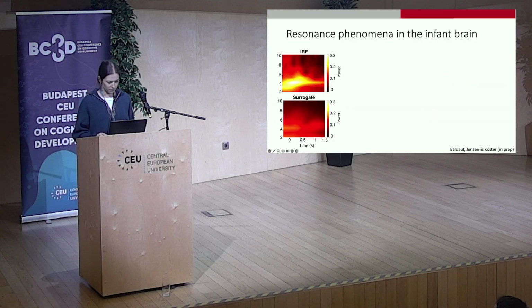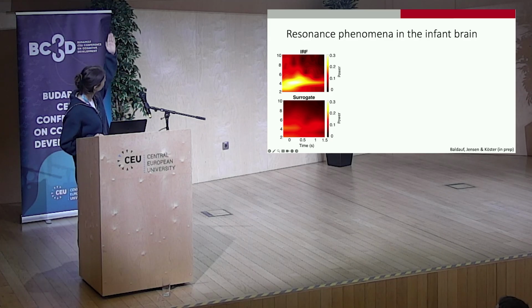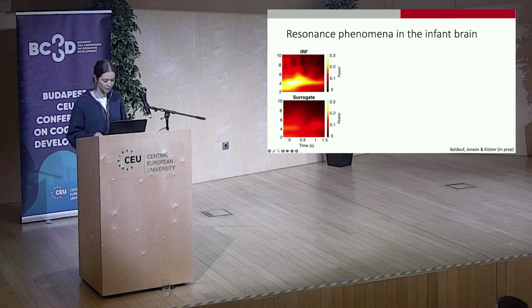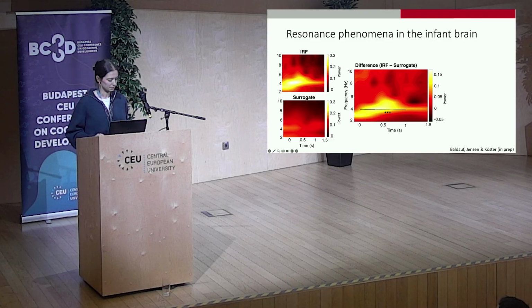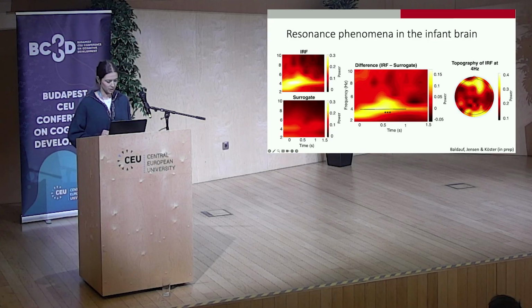This becomes even more clear when we look at the time frequency representation. The top is the matching and the bottom is the surrogate, so the shuffled ones. And here you can see the difference. We tested whether the difference at 4 hertz between the two conditions is significantly different, and that is indeed the case. Lastly, you can see here the topography of the impulse response function. It's quite a widespread effect where we find the theta echo occurring frontally and parieto-occipitally.